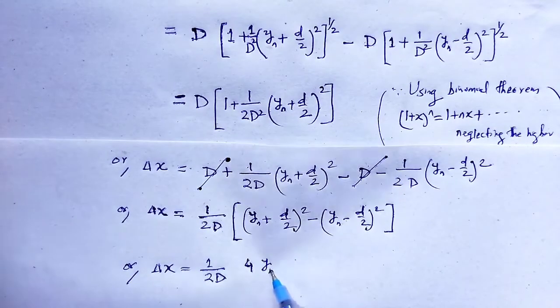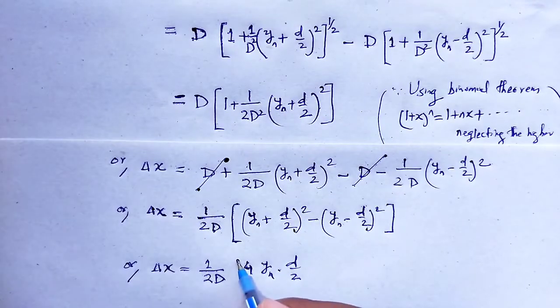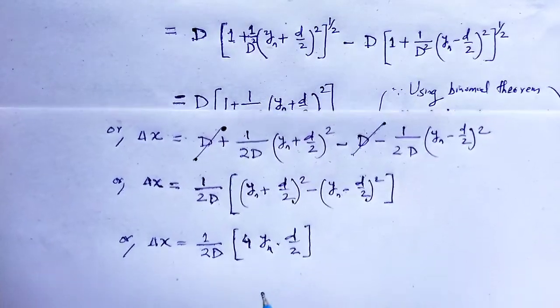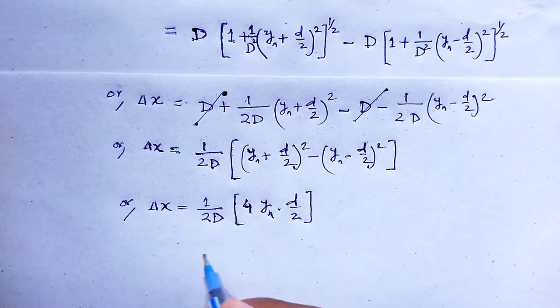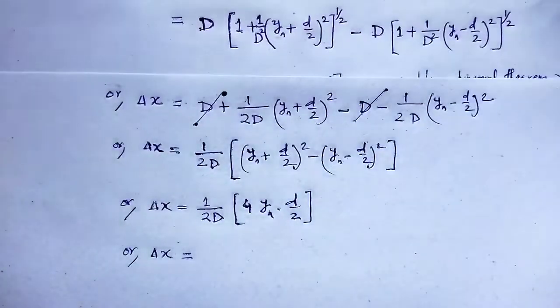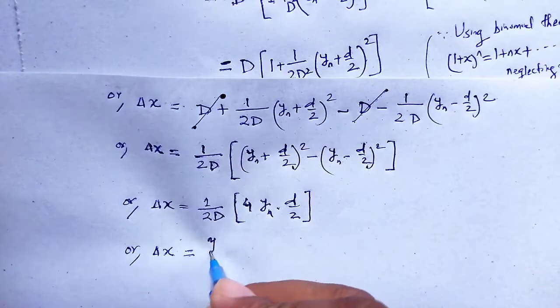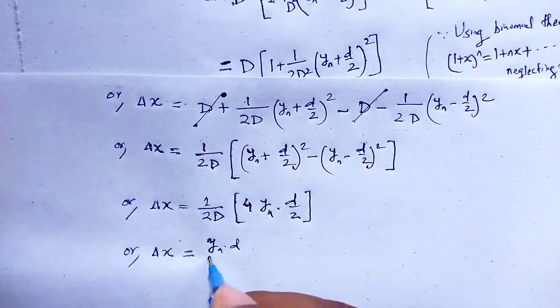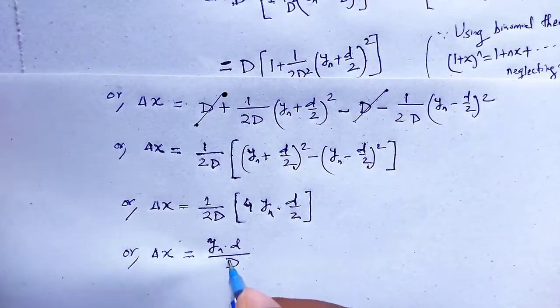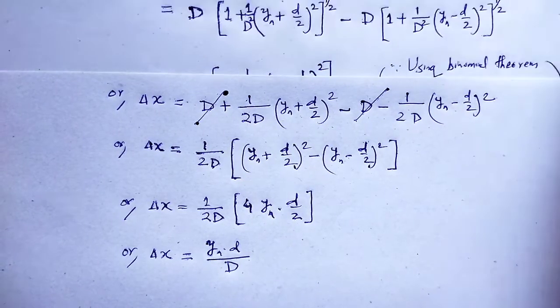Or del x is equal to 1 by 2d times 4 yn d by 2, 4 cancels out. The path difference del x is equal to yn d divided by capital D, that will be the path difference del x.